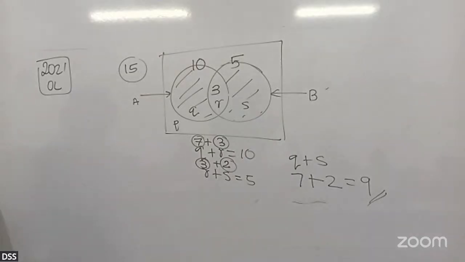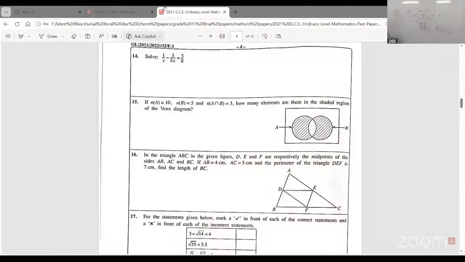We'll share it. This is the 16th question. Okay. Now see this, children. 16th question. In the triangle ABC, in the given figure, D, E and F are respectively the midpoints of the sides AB, AC, and BC. If AB is 4 cm, AC is 5 cm, and the perimeter of the triangle DEF is 7 cm, find the length of BC. They have asked.